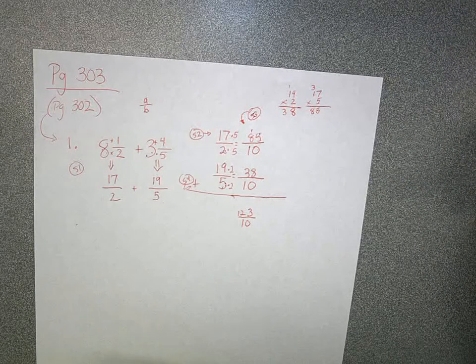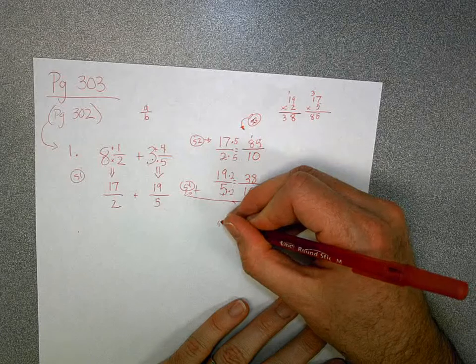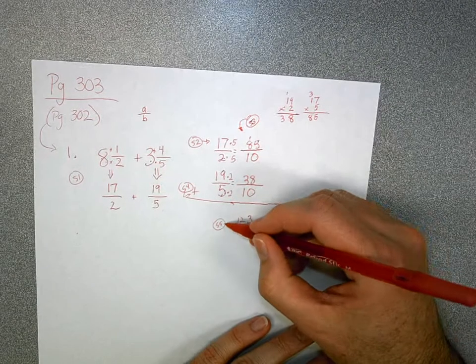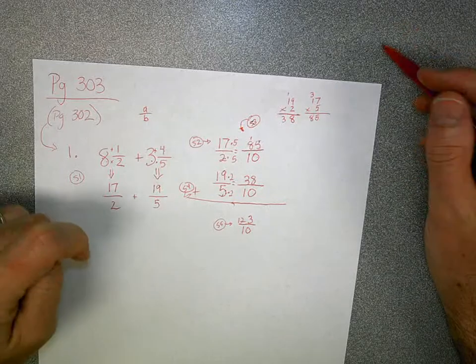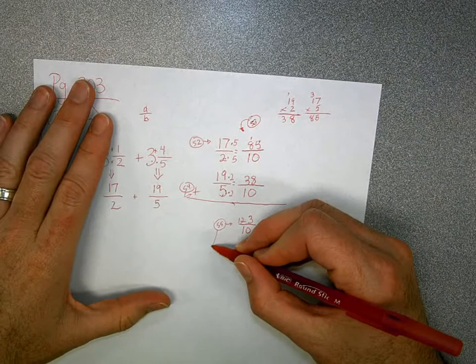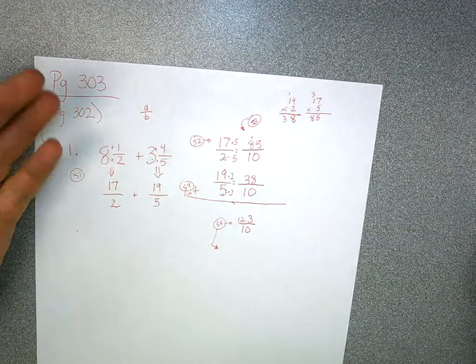Now you can do a couple of different things. We do have to simplify it, all right, or reduce it. And that's what I'm going to try to do. Sometimes it's actually easier to reduce if you change it to a mixed number first. Okay, so I could do that if I want.